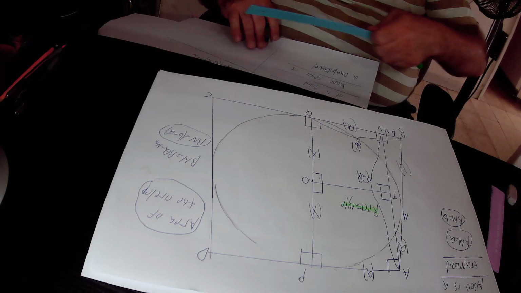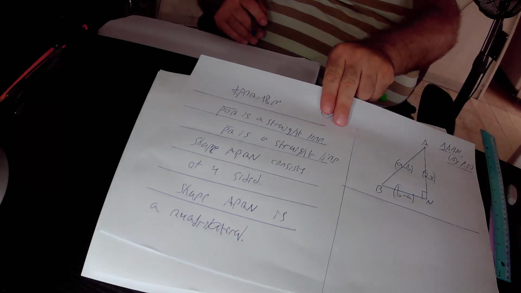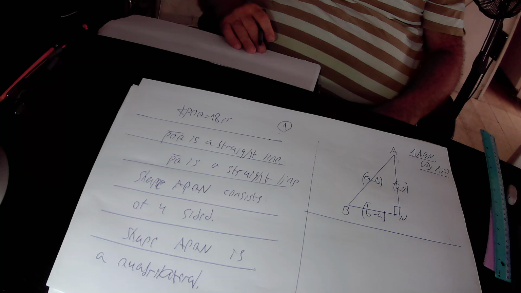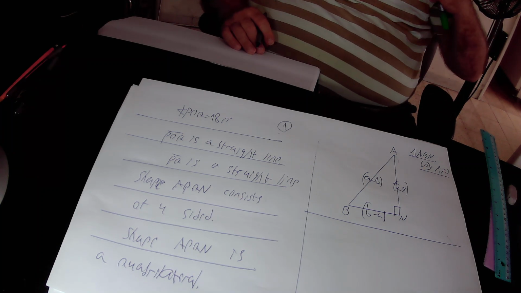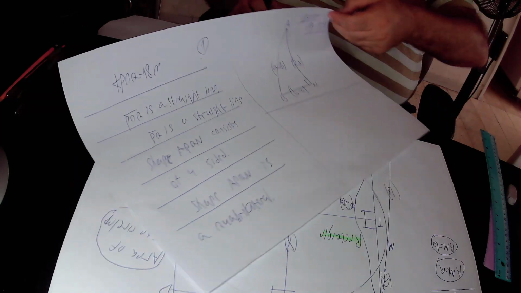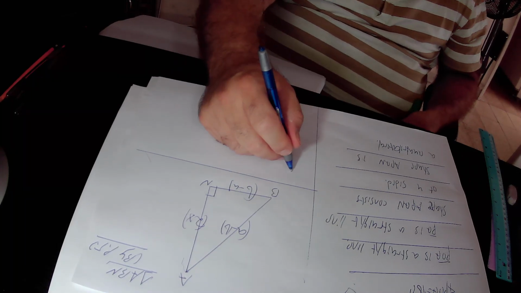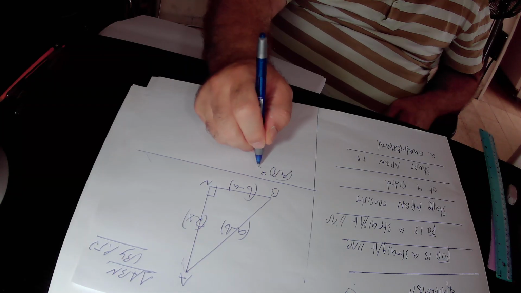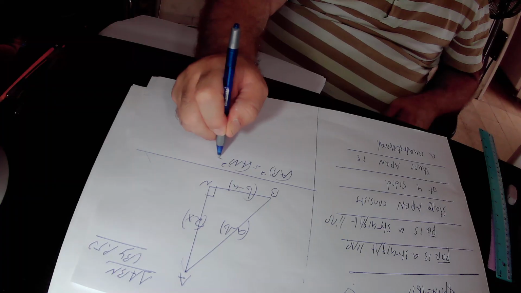So actually, this is right triangle ABN. According to the Pythagoras theorem, AB squared, that is the square of the hypotenuse, equals AN squared plus BN squared.